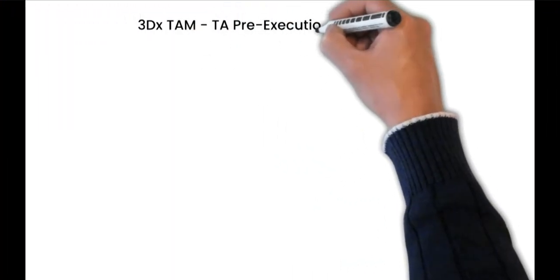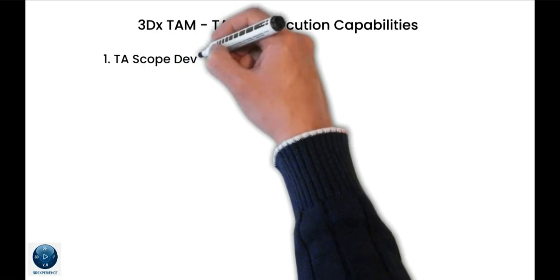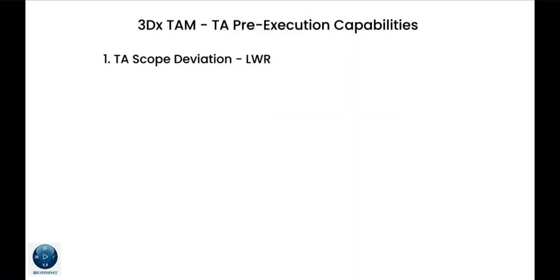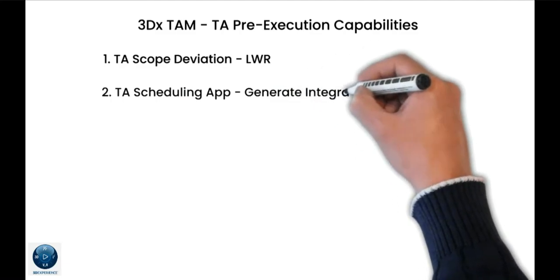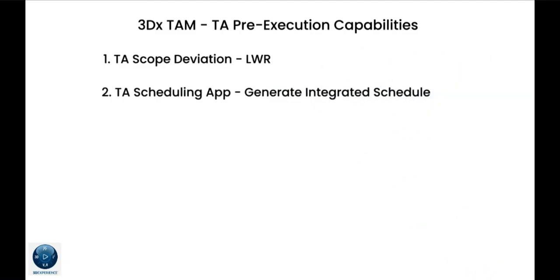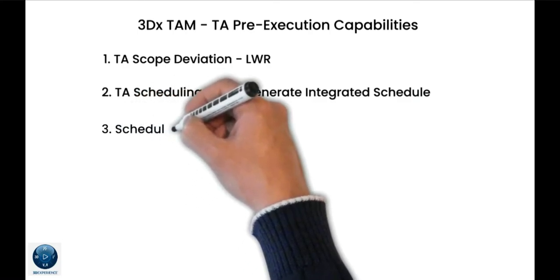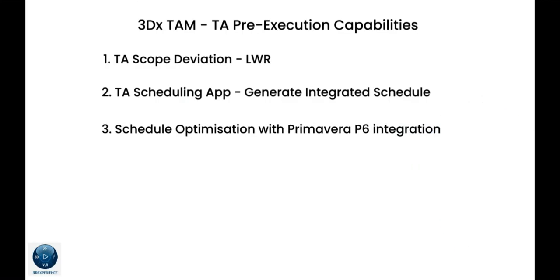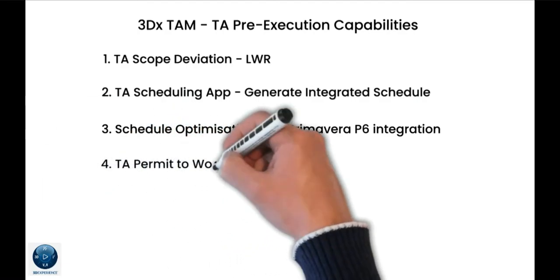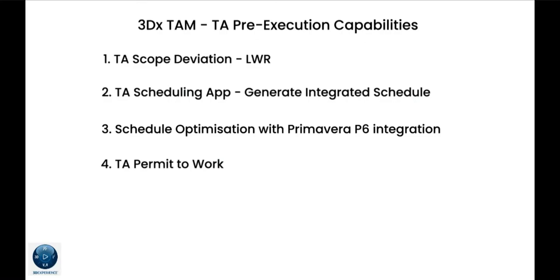Now it's time to see the pre-execution capabilities of the 3DX TAM solution. We have the TA Scope Deviation app that helps to register the late work request, which helps you to manage the late work. And the TA Scheduling app to generate the integrated schedule and push it to the Primavera P6 application and optimize it. Once the schedule is optimized in P6, we can pull the integrated schedule back to 3DX using this TA Scheduling app. We have the Permit to Work app to manage the work permits before the execution starts.